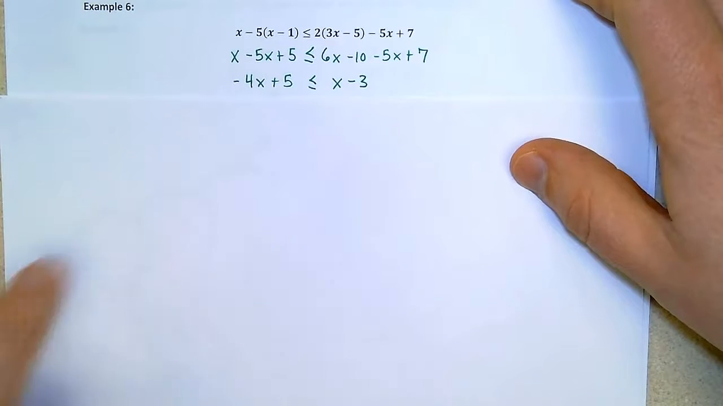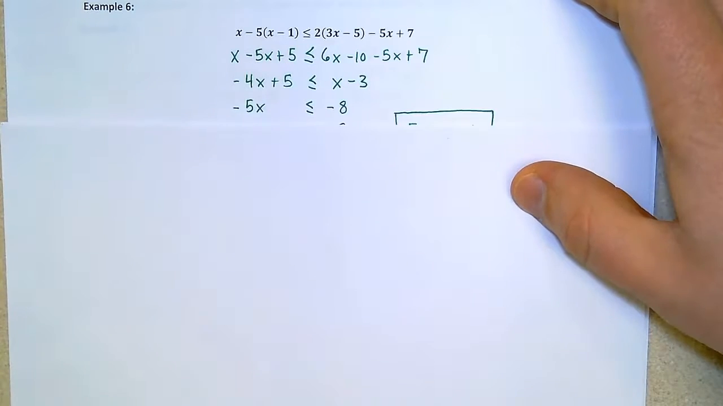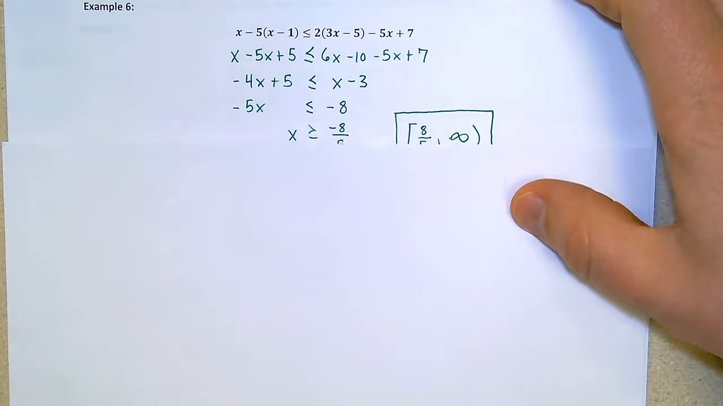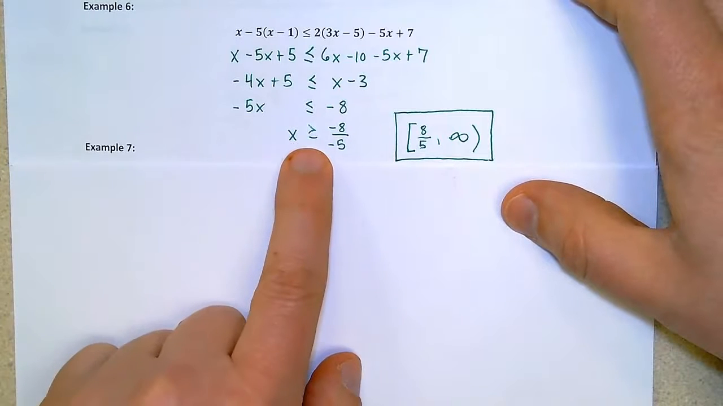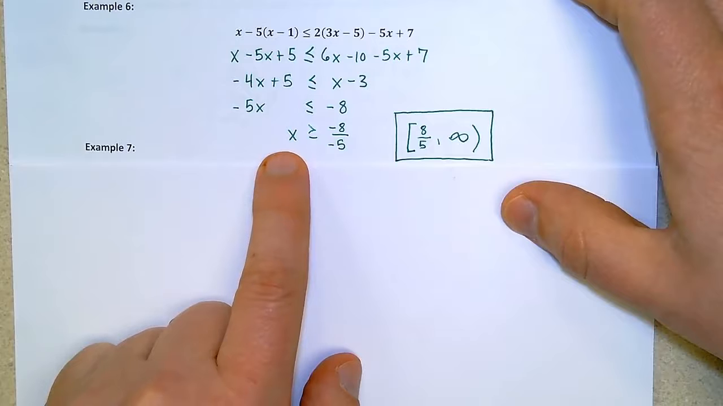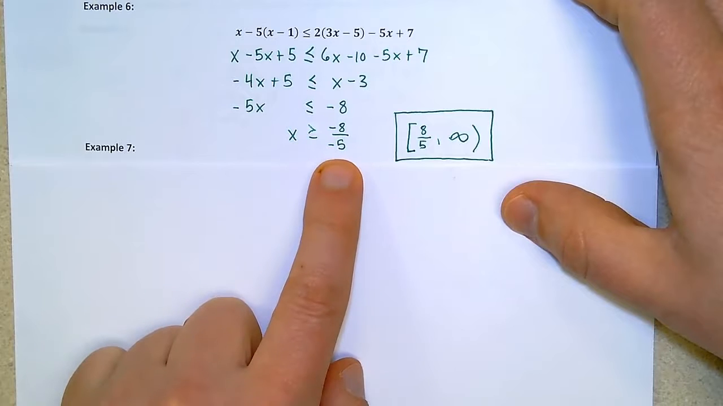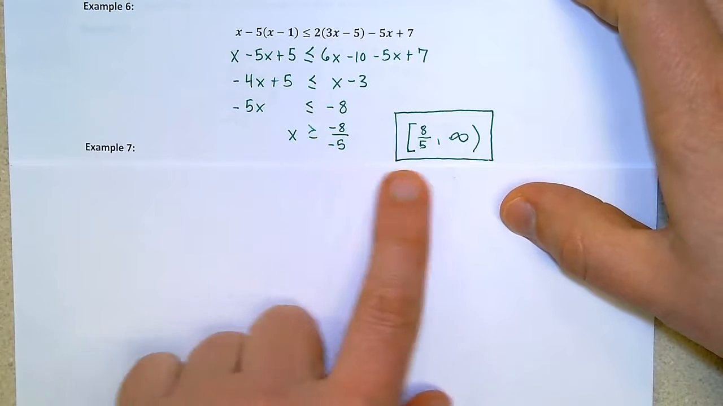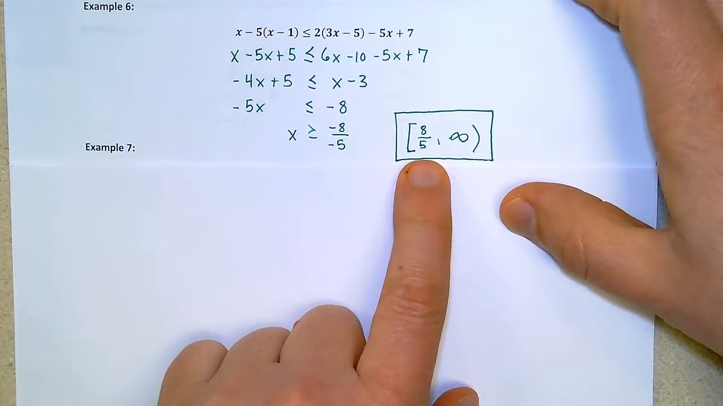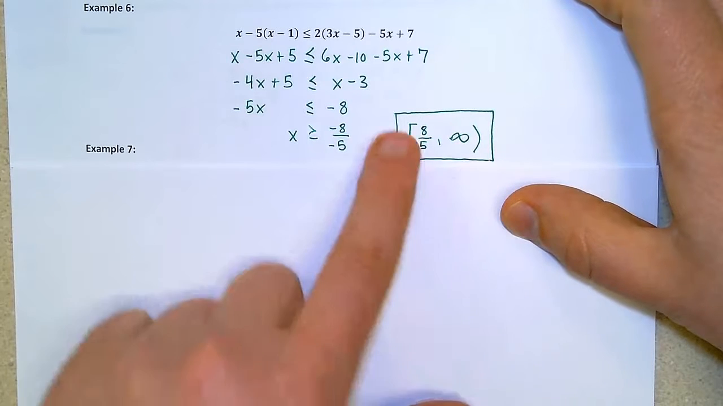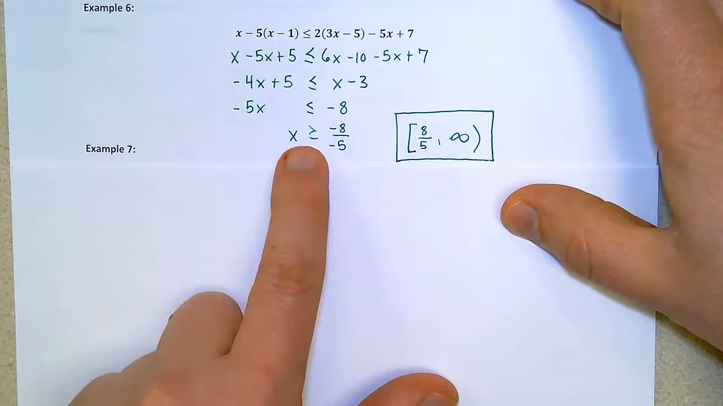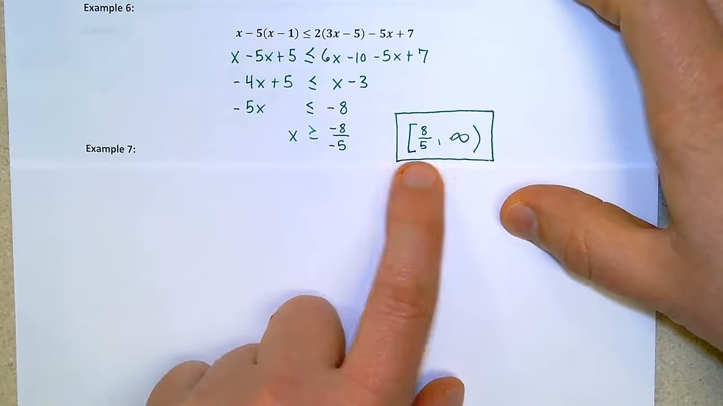We'll gather the x terms to the left-hand side and the non-x terms to the right-hand side. And again, we've encountered a division by a negative number, so the inequality needs to change directions. My solution is x is greater than or equal to 8/5. So I want to have the interval of all numbers from 8/5 and beyond. We include 8/5 because of the equal sign, so that's the hard bracket up to infinity.